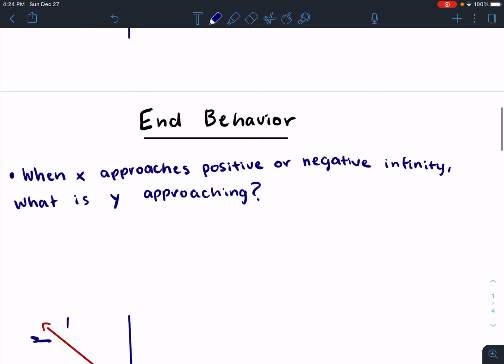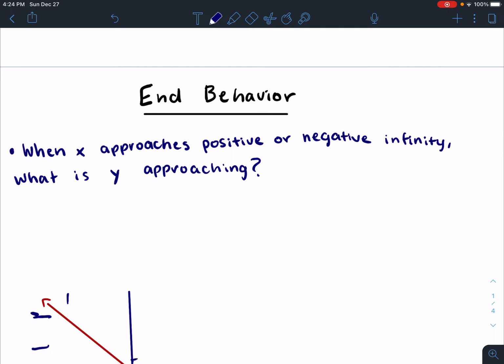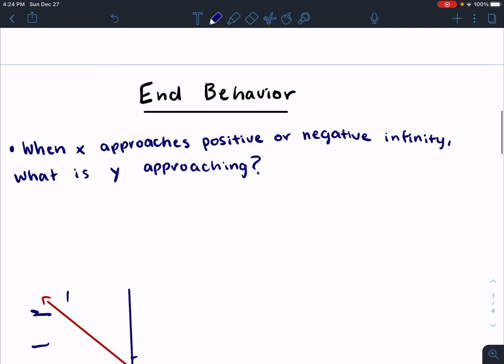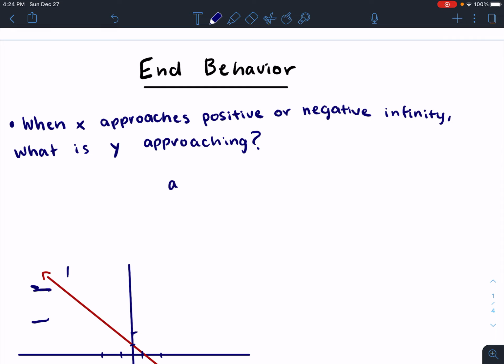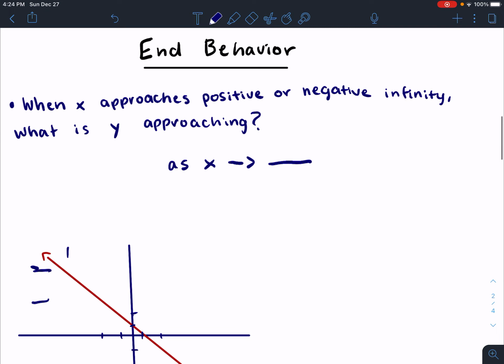The next characteristic is end behavior. So basically, end behavior is when x approaches positive or negative infinity, what is y approaching? So you would write this as: x approaches negative or positive infinity, f of x, or y, approaches what?